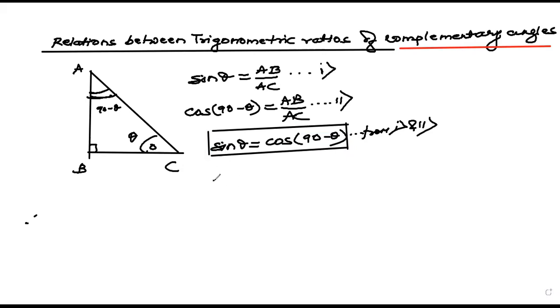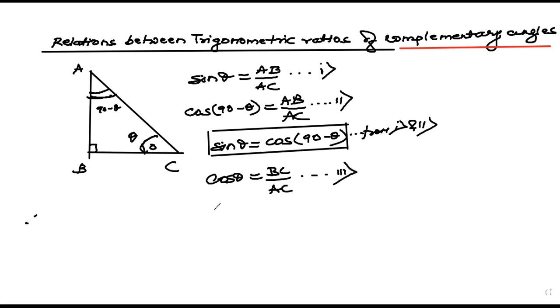Suppose I find cos theta. Cos theta is adjacent side upon hypotenuse. Theta का opposite side AB है, adjacent side BC है, AC hypotenuse है. See, theta is contained by side BC and AC. AC is the hypotenuse, BC is the adjacent side. So cos theta is adjacent side upon hypotenuse. Are you getting me, children?